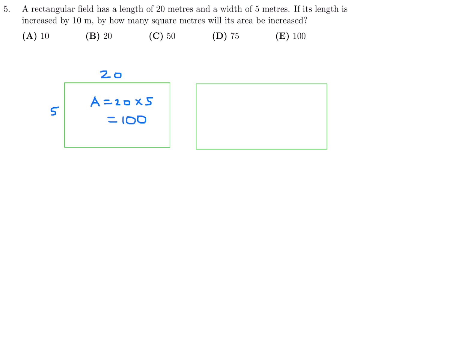The next one has the dimensions as follows. The length is increased by 10. So instead of 20, it's now 30. The width is the same. So now this area is 30 times 5, and that's 150. So we went from 100 to 150. That is an increase of 50. So number 5, the answer is C.